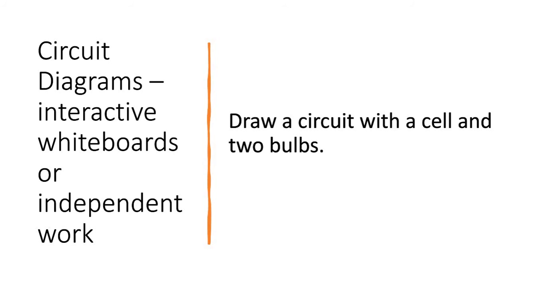What we're going to do is, this may be either an interactive task if your teacher is leading this lesson, or independent work for you to do as you follow on. I'd like you to take a piece of paper, or your book, and have a go using the symbols on the sheet that we've just looked at. I'd like you to draw a circuit with a cell and two bulbs. Pause the video now while you do that. And remember, you're using circuit symbols here rather than pictures.